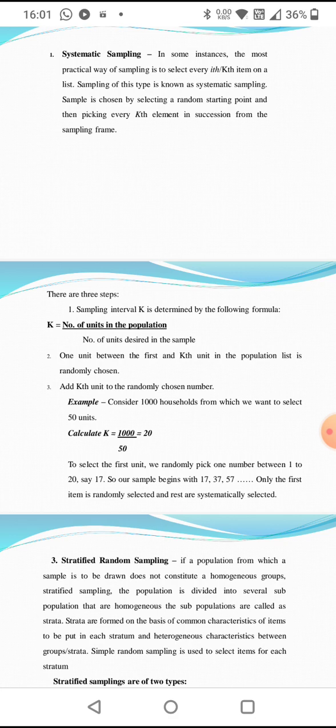One unit between the first and kth unit in the population list is randomly chosen. Then add k to the randomly chosen number successively. For example, consider 1000 households from which we want to select 50 units. So k is equal to 1000 divided by 50, which is 20. To select the first unit, we randomly pick one number between 1 and 20, say 17. So the sample begins with 17, 37, 57. Only the first item is randomly selected and the rest are systematically selected. So that is systematic sampling.